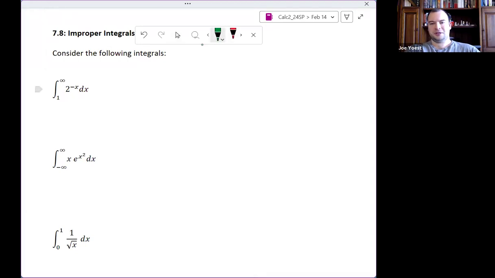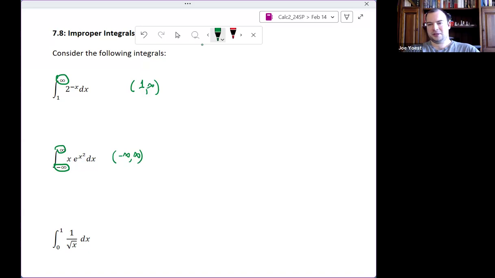But really the interesting thing about these integrals is the bounds of integration for the 2 to the minus x integral or the x e to the x squared integral. We see that our domain of integration, the interval of the x-axis over which we're integrating, is infinitely long. It's maybe the infinite interval 1 to infinity or the doubly infinite interval negative infinity to infinity.